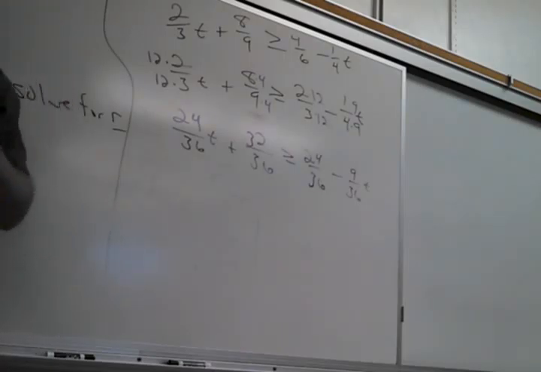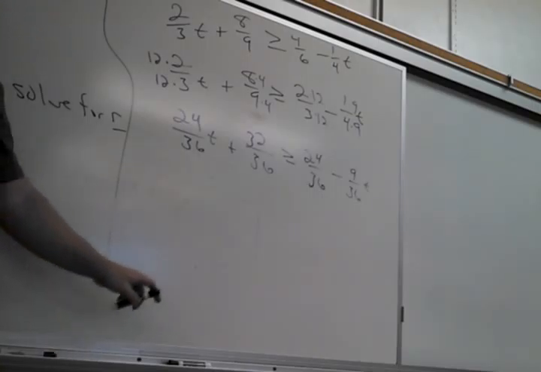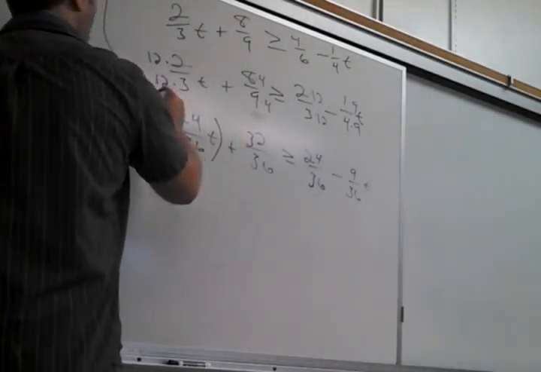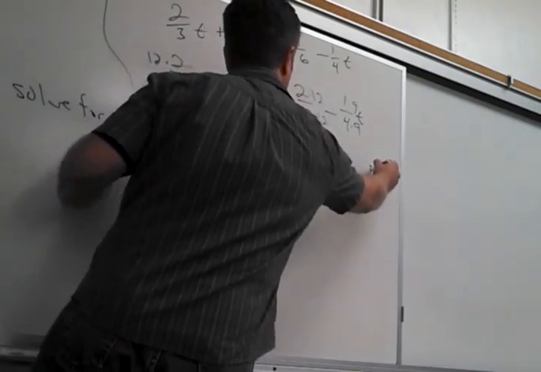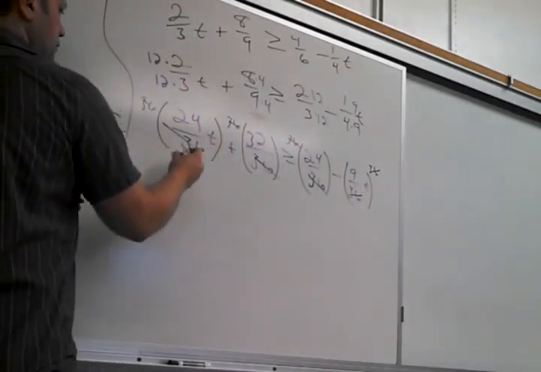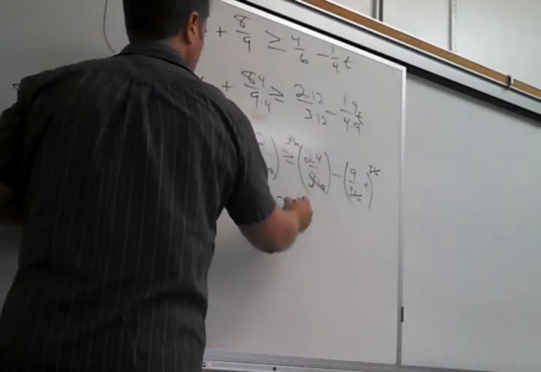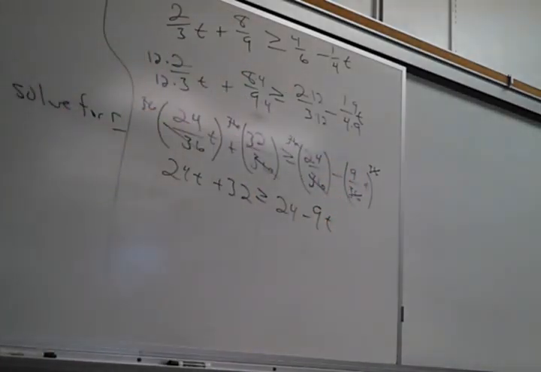Isn't there something about multiplying across the inequality sign? Yeah, if you multiply or divide by a negative number, it's got to flip. I'm going to multiply by positive 36, so I'm okay. So if I multiply both sides, so everybody by 36, all those bottoms cancel. So now I have 24t plus 32 greater than or equal to 24 minus that. Looks a lot better. That's as far as I'll go.